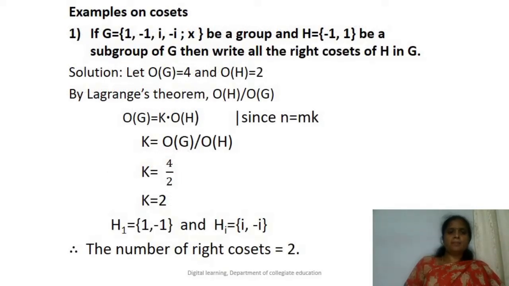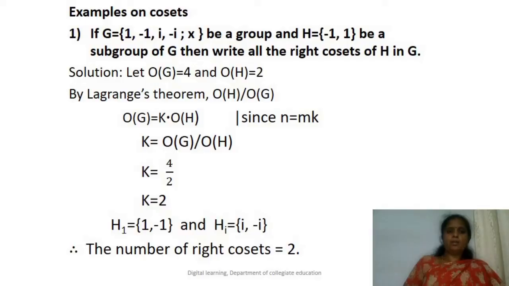Next, let us go for examples on the cosets. If G equal to 1, minus 1, i, minus i under the operation multiplication is a group and H equal to minus 1 and 1 is a subgroup of G, then write all the right cosets of H in G. See, in previous examples we have seen how the number of right cosets can be found. By Lagrange's theorem, we can easily find the number of right cosets.